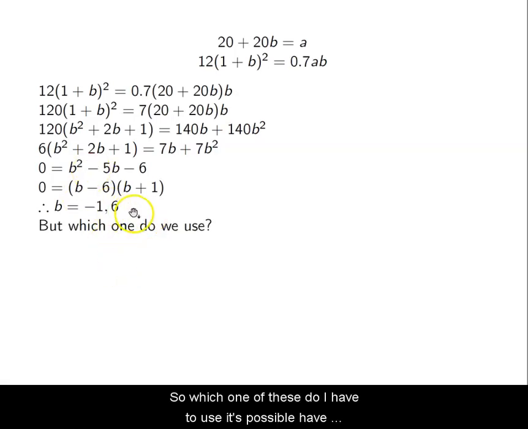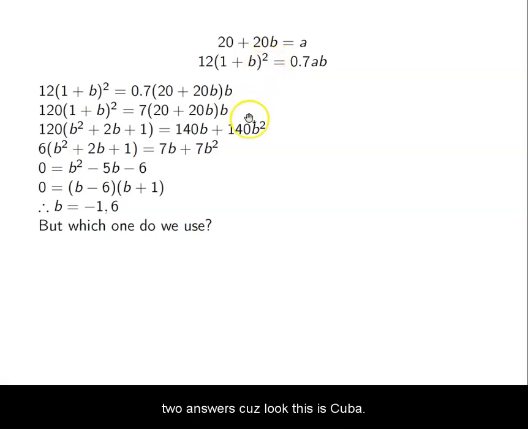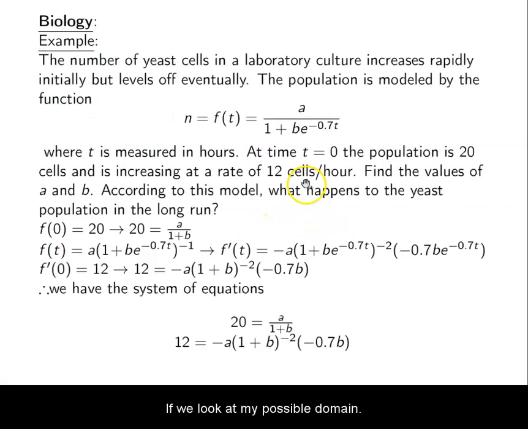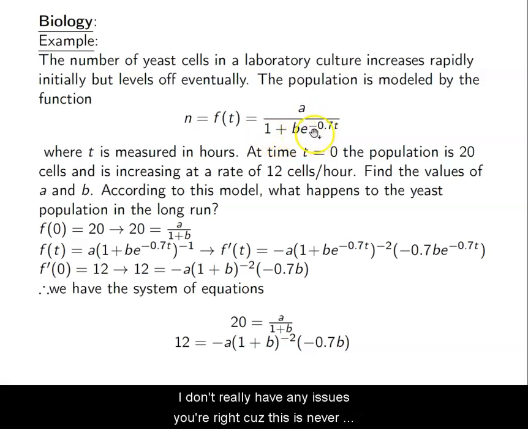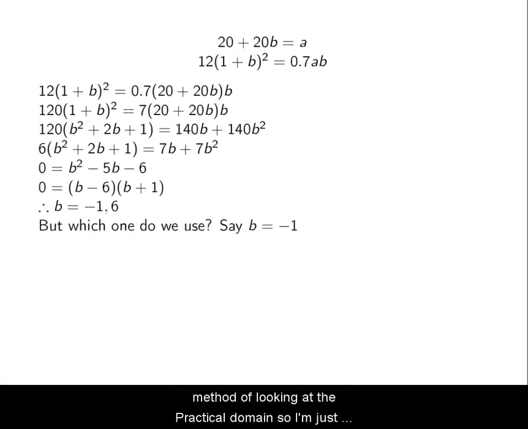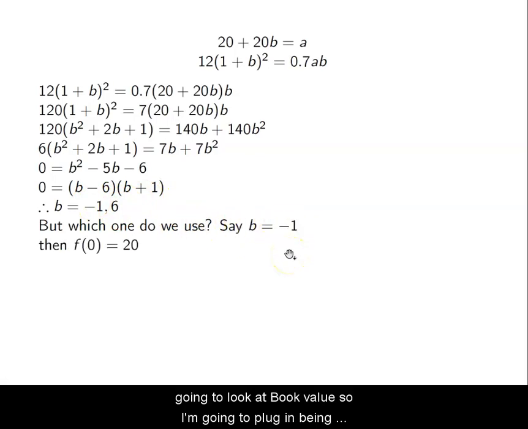So which one of these do I have to use? It's possible I have two answers because look, this is a cubic. But I want to check, just like earlier, if we look at my possible domain, I don't really have any issues here, right? Because this is never going to be negative. So there's no restrictions on B, there's no restrictions on A. So I don't have to use the method of looking at the practical domain. So I'm just going to look at both values. I'm going to plug in B and I'll plug in A, right? So I'll start with B as negative 1.